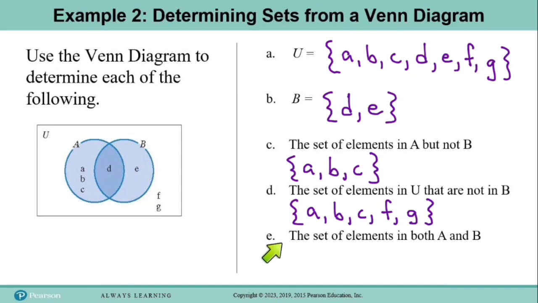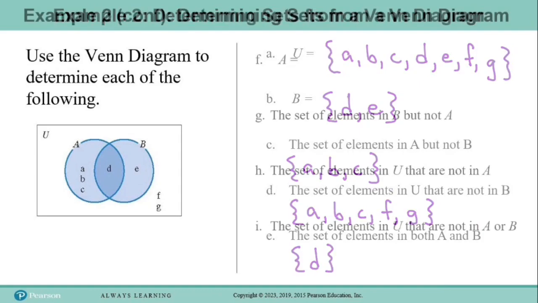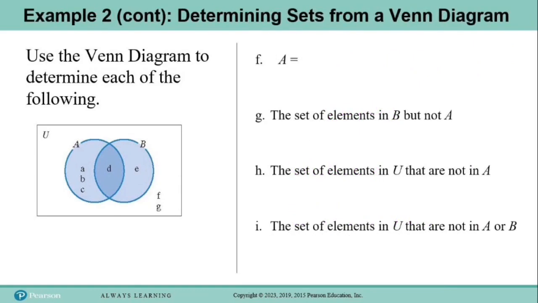And then for part E, it says the set of elements in both A and B. Now there's only one element that is in both A and B, so this set would contain only the element D. Now you may have the hang of this by now, so if you would like to pause the video and try these next 4 on your own, I think that is a great idea. And when you've had a chance to do that, then we'll go through the answers together.